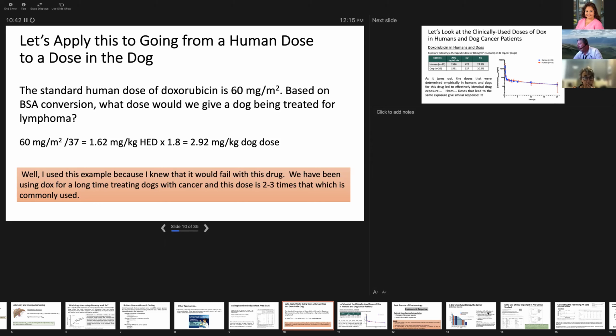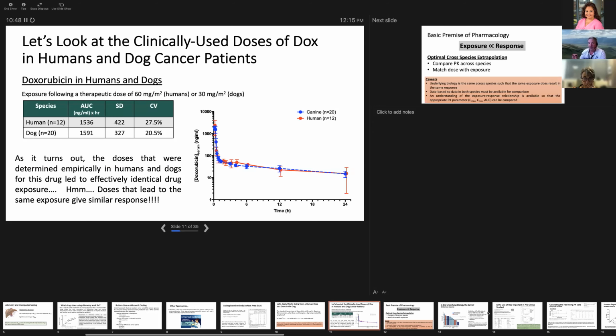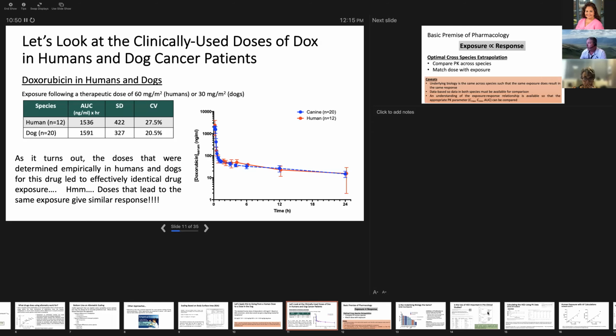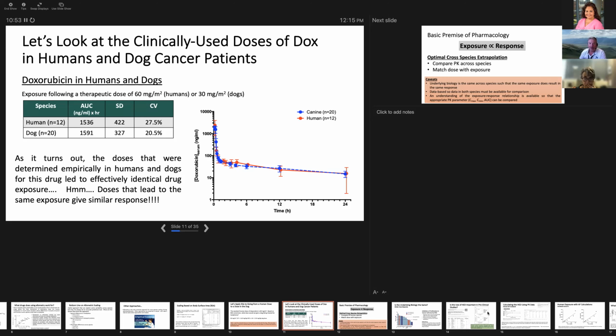And I use this example because I knew it would fail, because I knew that dogs didn't scale that way. But what gets really interesting is if you look at the pharmacokinetics, the plasma levels of doxorubicin in humans and dogs, from some human data and dog data that I had, with the humans dosed at 60 mg per meter squared and the dogs dosed at 30 mg per meter squared, those curves are almost on top of each other. And so it's not that dogs are more sensitive or anything like that to dox. It's that they distribute and metabolize it differently.